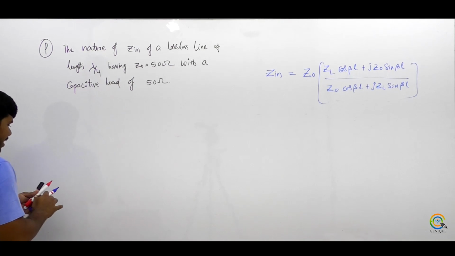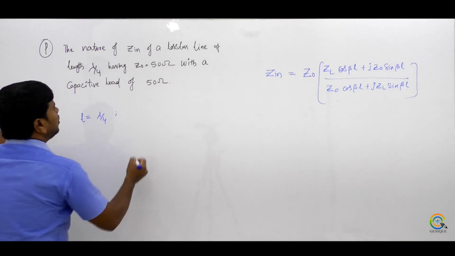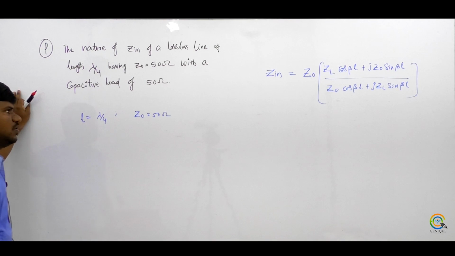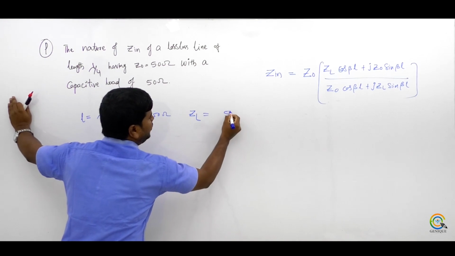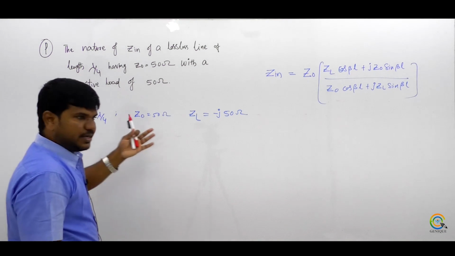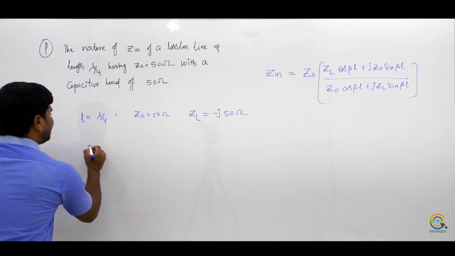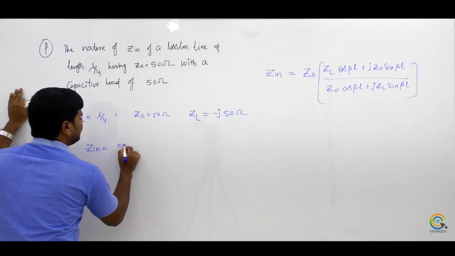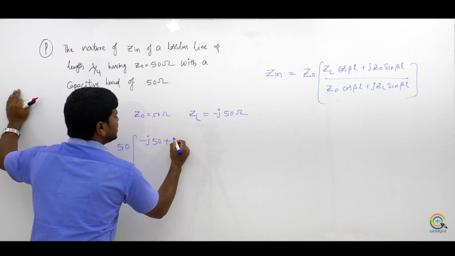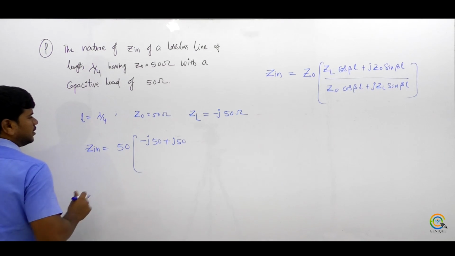Now what is given? The length L is lambda by 4 and Z0 is 50 ohm. A capacitive load is given. What is meant by capacitive load? ZL is not just 50 ohm but minus j50 ohm, since a capacitive load means a reactive load. So now you can write Z in, where Z0 is 50. But before this, find beta L.